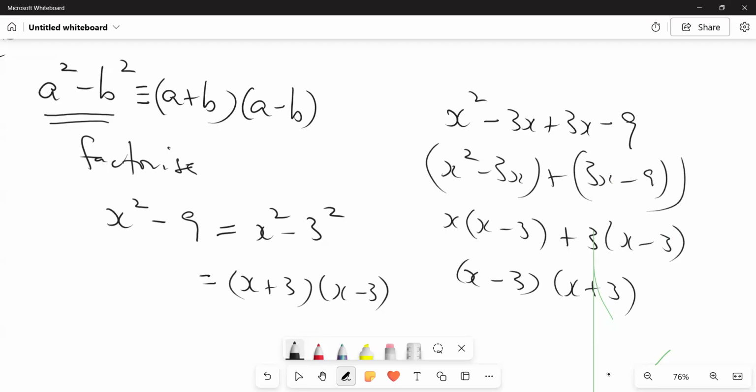You don't need to do all of this. Why do this? Once you can recognize that this is a difference of two squares, use the identity. Don't do this long approach you see here.